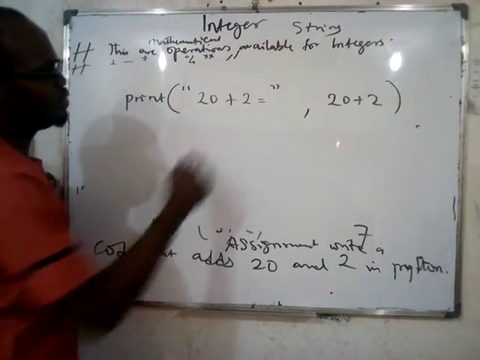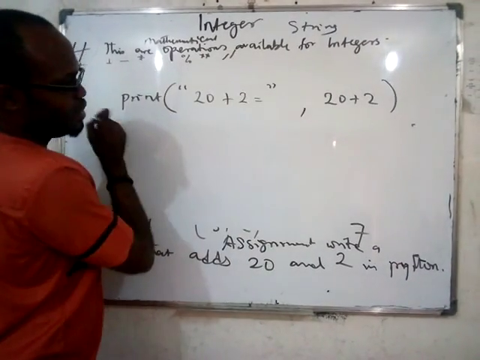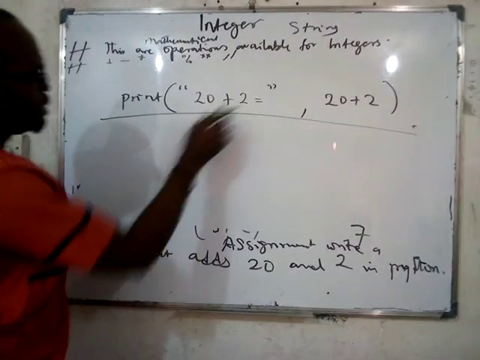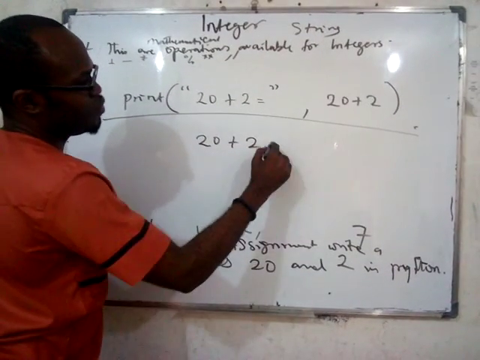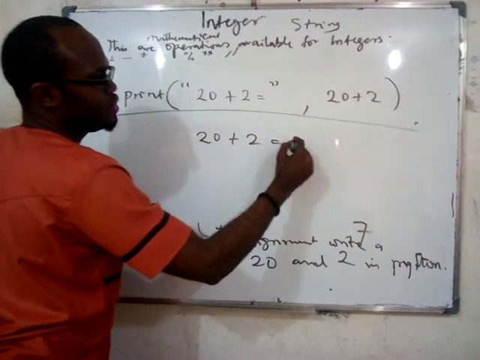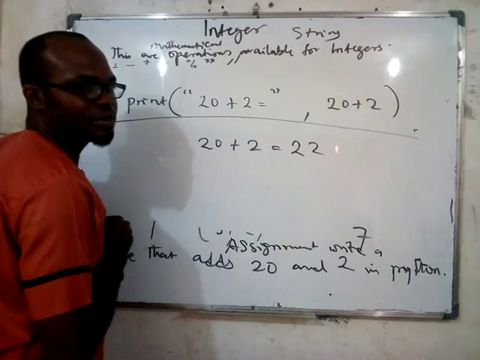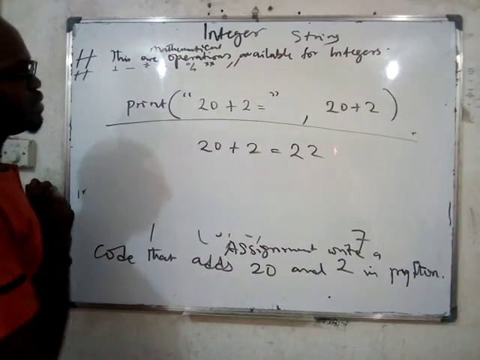Exactly. So it's going to output this one as a string. If I run this code, what will I see? I will see this one outputted as a string, 20 plus 2 equal to. Then I will see this answer, which is what? 22. Is that clear? So that is how to write it.